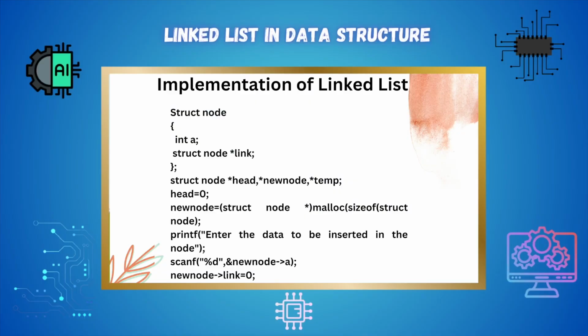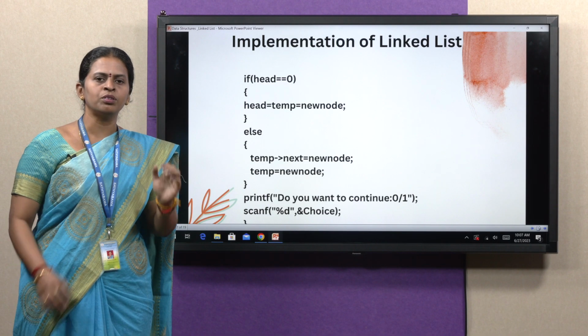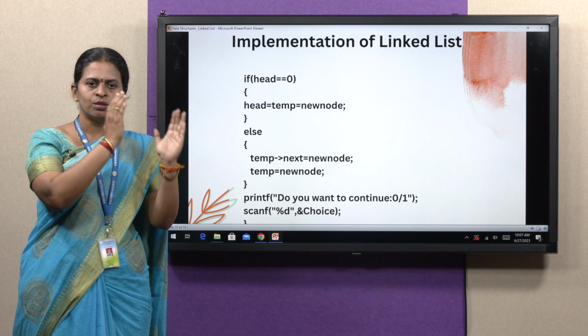So what I am giving, new node's link is equal to 0. Now we have created the first node. Obviously we have to create the other nodes also. So first, if head is equal to 0, you have to put the new node's address into the head.